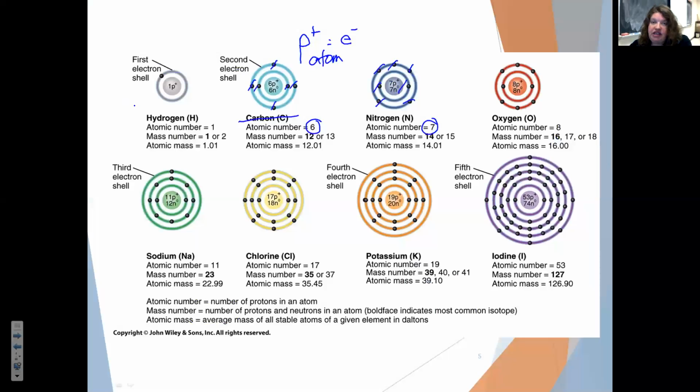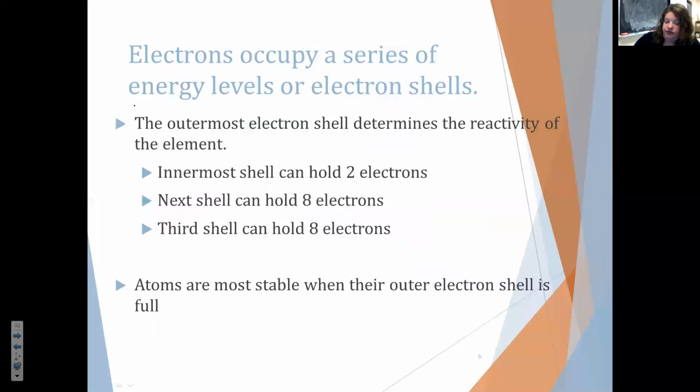The other thing that we can deduce from looking at all these structures is how many electrons can go in each of those electron shells. The innermost electron shell can hold up to 2 electrons. The next shell can hold 8. The third shell can hold 8. That's as far as we need to go for biology, for the biological chemistry that we're going to talk about that has to do with humans. That's as much as we need to know.